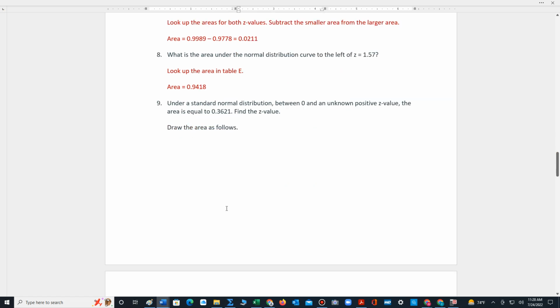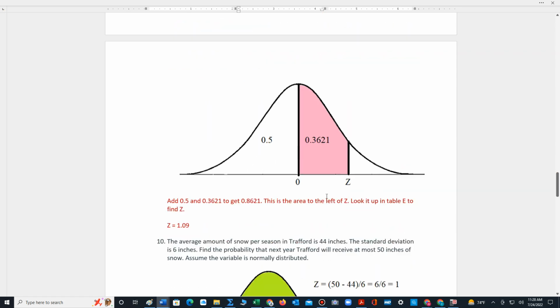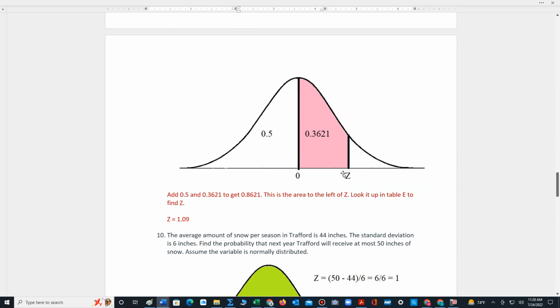Number 9 is saying that we're given an area of 0.3621 between 0 and z, a positive z value, and we have to find this positive z value. So remember, the area to the left is 0.5, so that means we have to find the combined area between 0.5 and 0.3621, because that's the entire area to the left of z. That's 0.8621.